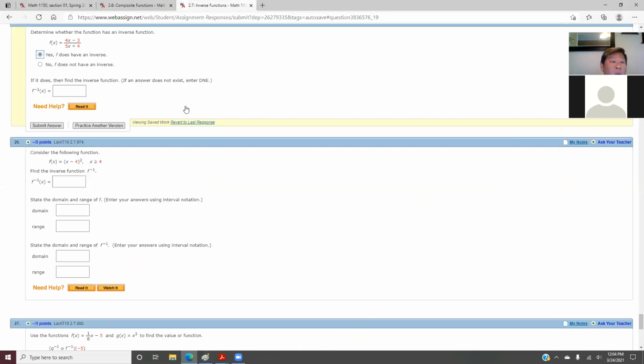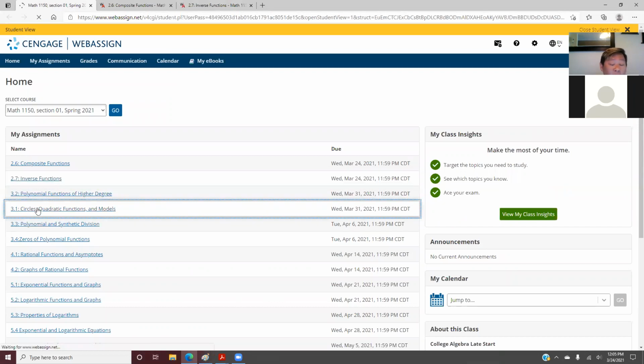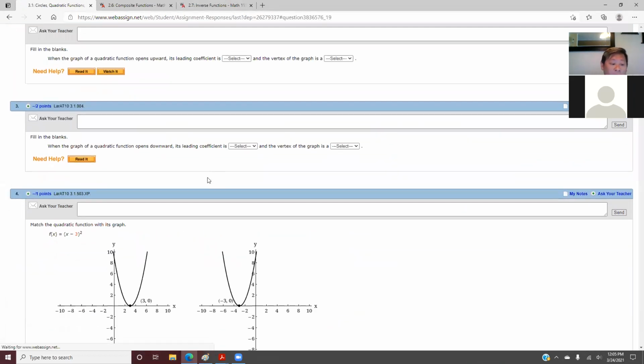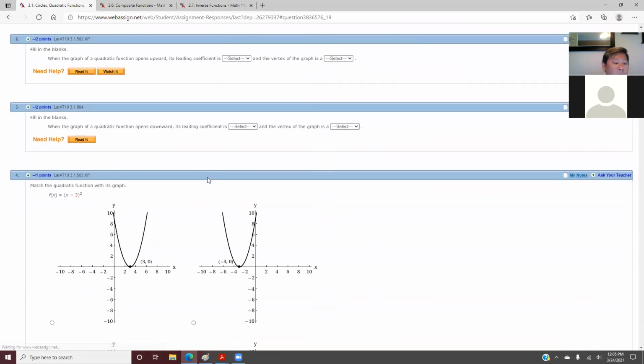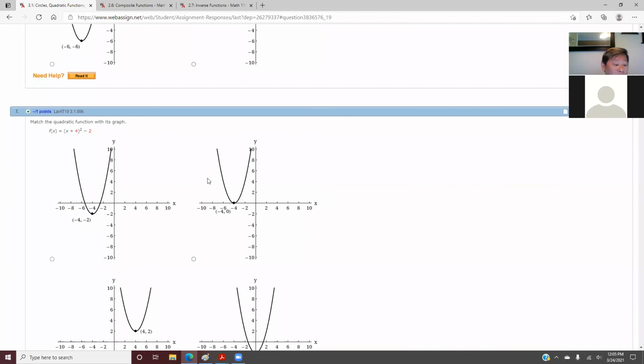When you do your homework 3.1 and watch the video, it will show you how to do completing the square, which is a lot of work. But you can actually use the vertex formula to do it.